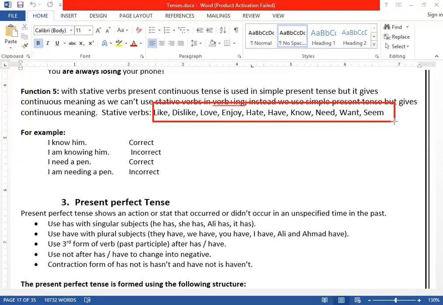So stative verbs are not used in ing form, they are used in simple present tense, but it gives you continuous meaning. And the same way in the case of past continuous, you will use simple past, but it gives you continuous meaning. Here are some examples: I know him, I'm knowing him is incorrect. I need a pen, I'm needing a pen is incorrect. Clear? If you don't understand stative verbs, you can learn it in a better way, because we have recorded a one hour lecture on that. You can watch that. Thank you.